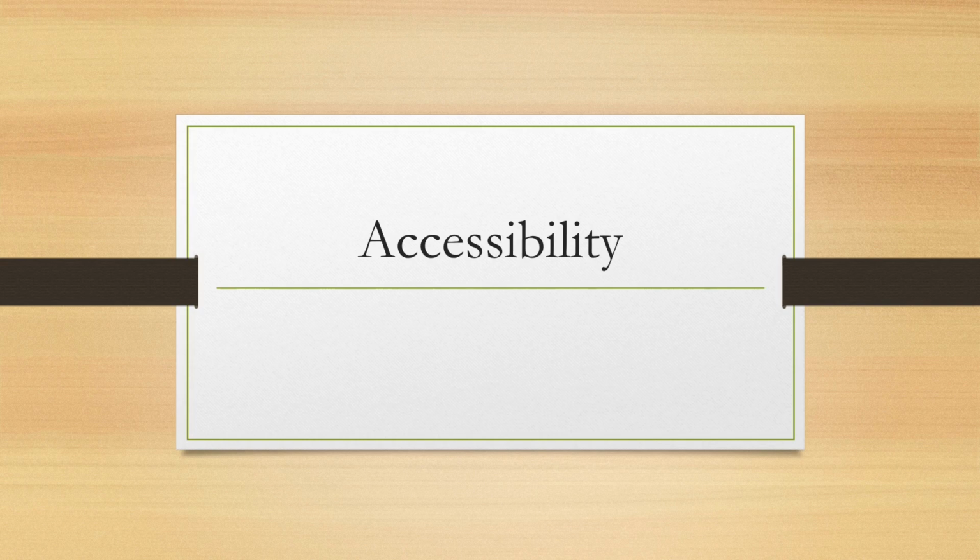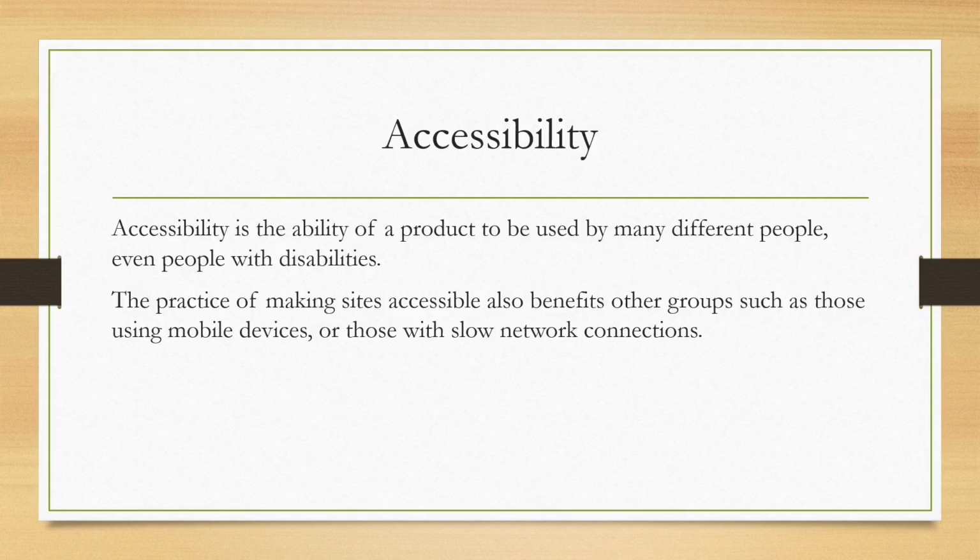Accessibility. Accessibility is the ability of a product to be used by many different people, even those who have disabilities or different physical abilities. The practice of making sites accessible also benefits other groups of people, such as those using mobile devices or those with slow network connections. Accessibility is, in fact, in some places in the world, a legal requirement of websites or products that are considered or built.